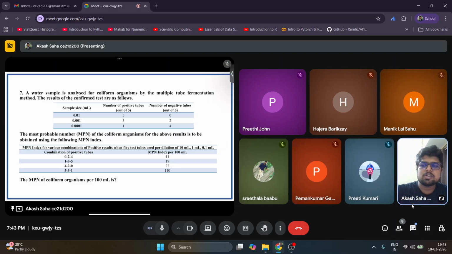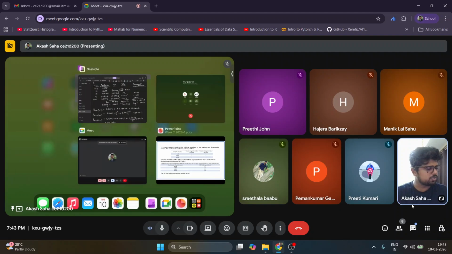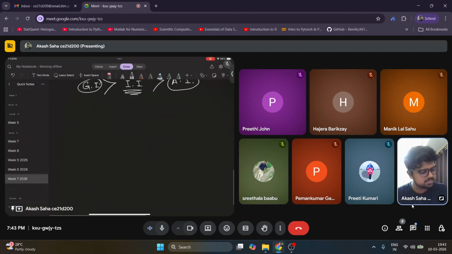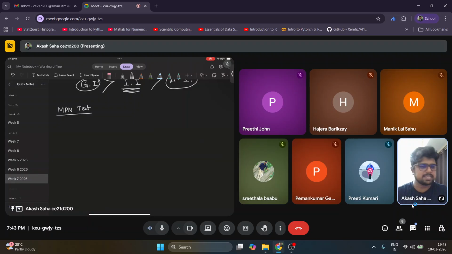Okay, and there is one more thing called a sample size. So that much amount of sample we will put, and we will check how many positive tubes and how many negative tubes are there. So let me give you a quick explanation for others to understand. The MPN test is a statistical method. So with the help of some statistical table, we try to predict how many microbes are there. So we have three sets of test tubes of 5 each.